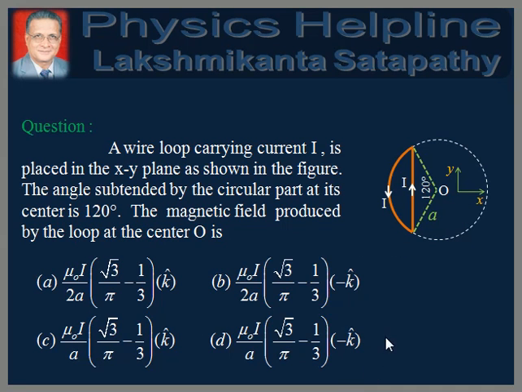Read the question carefully. The loop is shown in the figure. This is the straight part and this is the circular part. The current in the coil is in the anticlockwise direction. The circular part subtends an angle of 120 degrees at the center O of the circle. The coil is placed in the XY plane. The radius of the circle is equal to A. We are required to find the magnetic field produced at O by this current carrying loop.